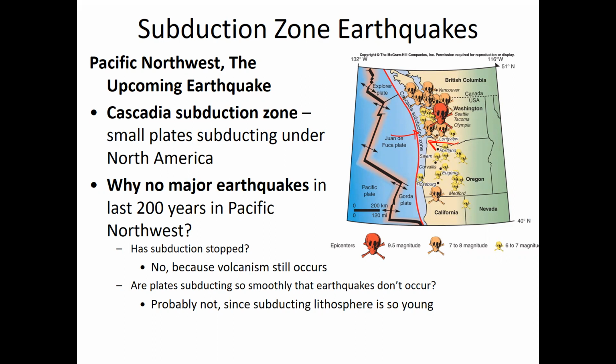But there haven't been large earthquakes in the last 200 years. Why is that? Has the subduction stopped? Well, no, there's still active volcanism, which, as we'll learn later, results from subduction. And so, are the plates just sliding past each other smoothly? Maybe the rock isn't deforming. They know that's probably not the case, especially considering that this rock is so young here, because this is the divergent plate boundary being formed. So young rock is warmer and a little stickier, so there's even more friction.